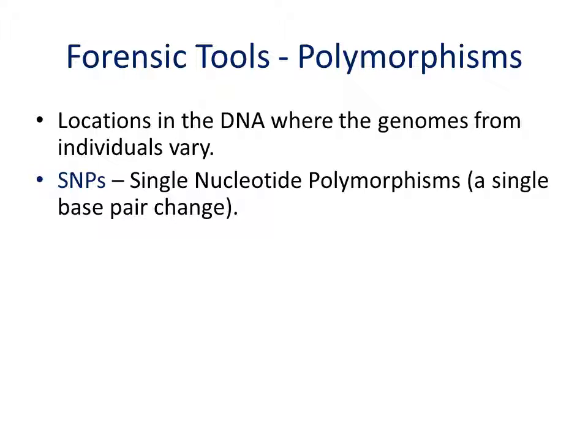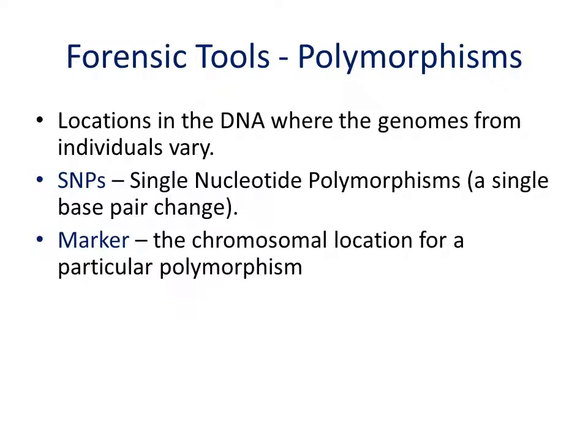So some of the differences in the regions between the genes, and SNPs actually can be also within your genes, are called SNPs, or single nucleotide polymorphisms, and I had you watch a video from 23andMe, which explained what SNPs were. We also have various markers. So this is just simply a chromosomal location for a particular polymorphism. Poly means many, and morphism is form.